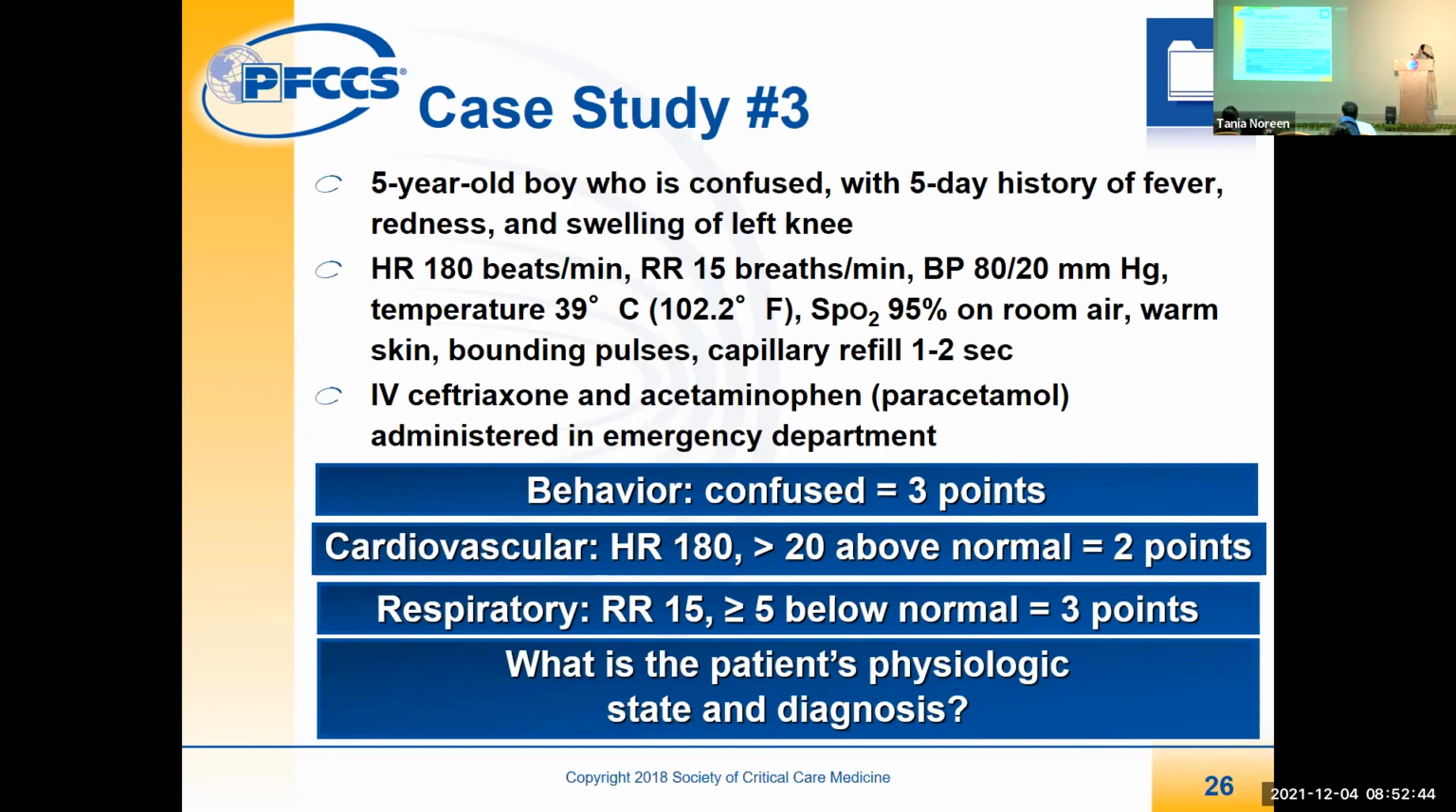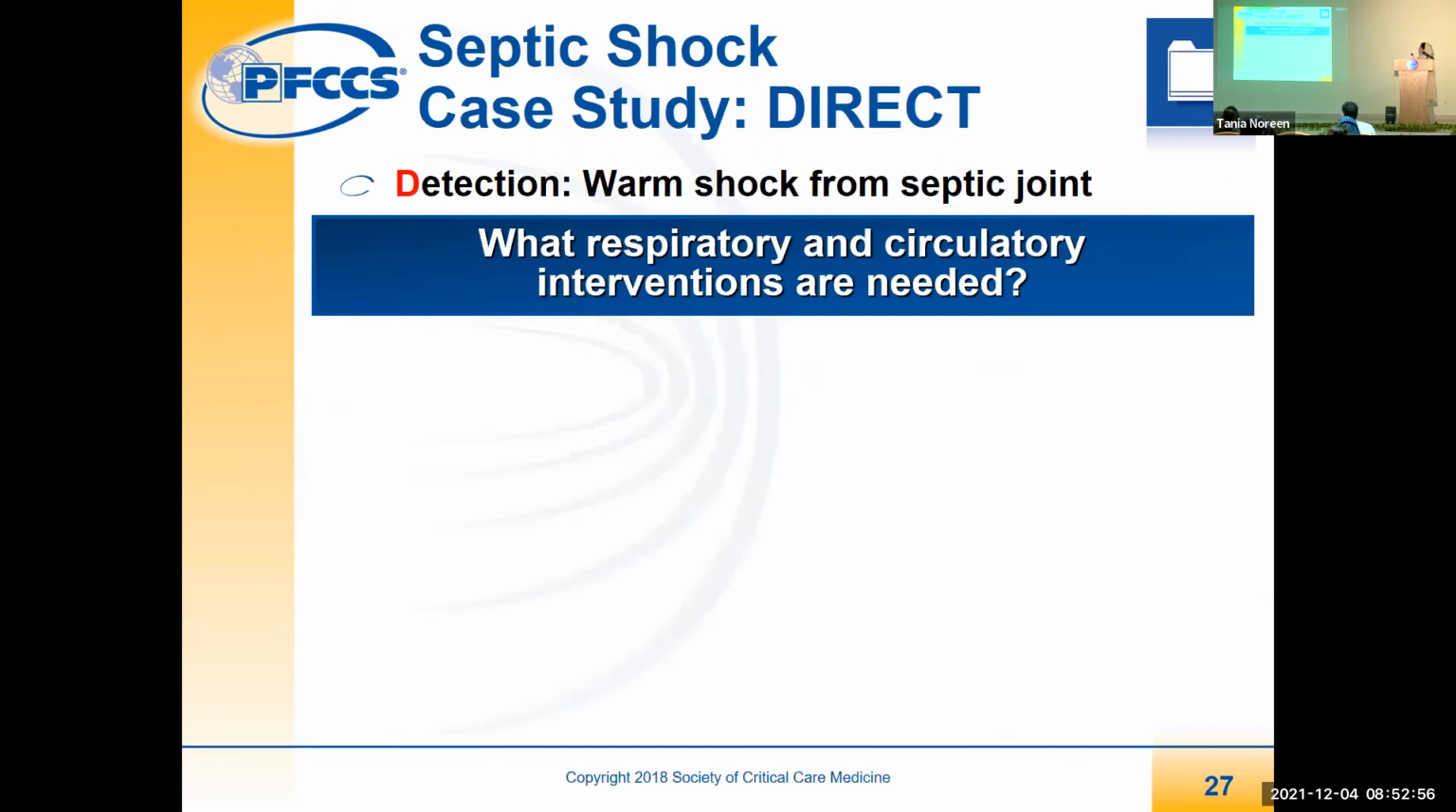So what is the patient's physiological state and diagnosis? Now tell me, what is the physiological state? What is the diagnosis for this patient? So the patient is in shock. What type of shock is this? So this could be warm septic shock. And the second thing is, is it compensated or decompensated? The patient is hypotensive, so this is warm decompensated shock. This could be due to a septic joint.